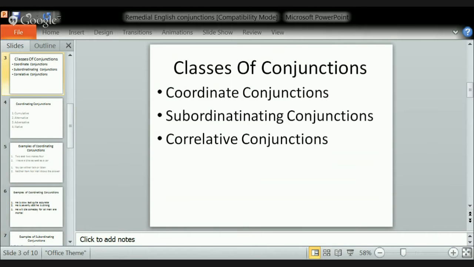Now, as I said, the first category of conjunction is coordinating conjunctions. The first type would be cumulative conjunction. The second one would be alternative conjunction. The third would be adversative conjunction. The fourth one would be illative conjunction. Now let me make you understand.